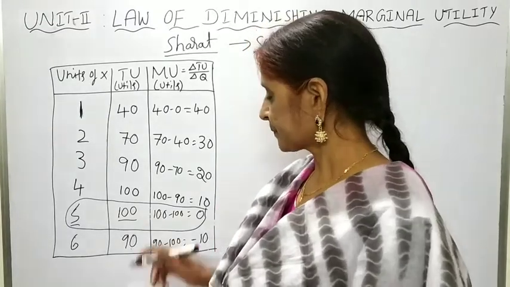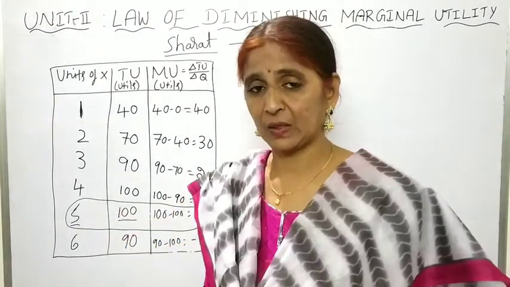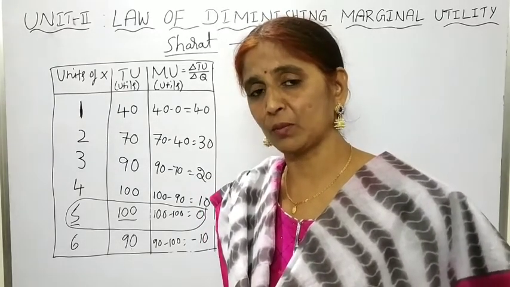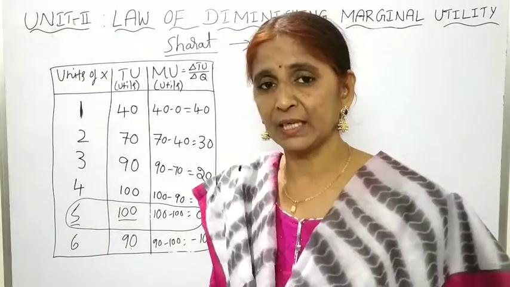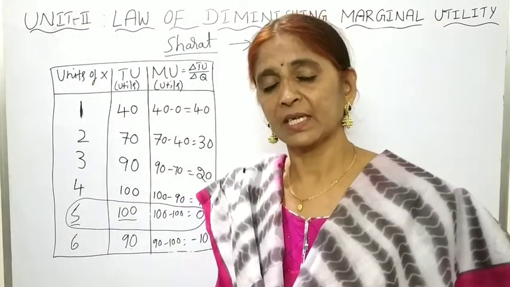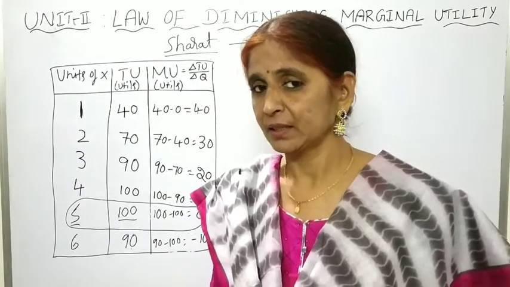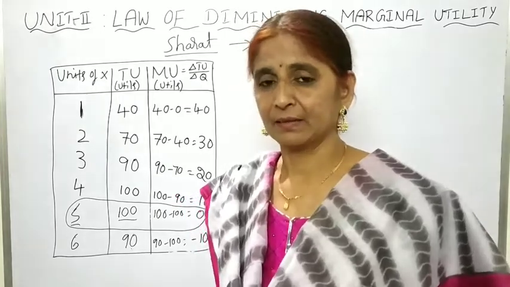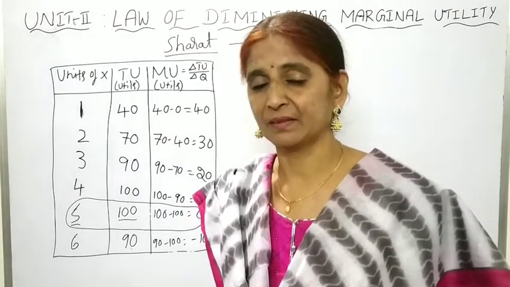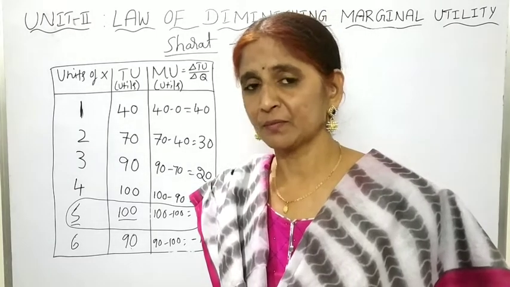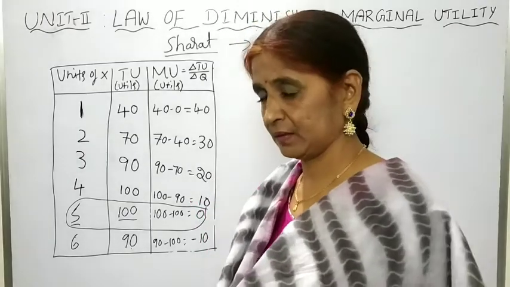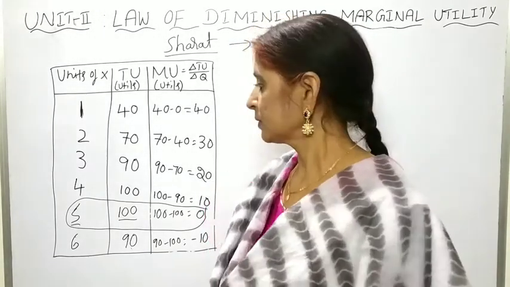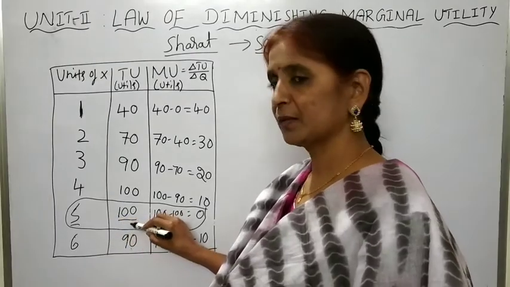Which means at the fifth unit only he has to stop his consumption. Otherwise, if he goes on consuming more units of the same commodity after the fifth unit also, definitely instead of satisfaction he will get dissatisfaction or disutility. Okay, he will be in problem, getting stomach pain or vomiting sensation. These types of symptoms he will find if he consumes more units of the same commodity again and again. So that is the reason a wise consumer will stop his consumption at the fifth unit only.